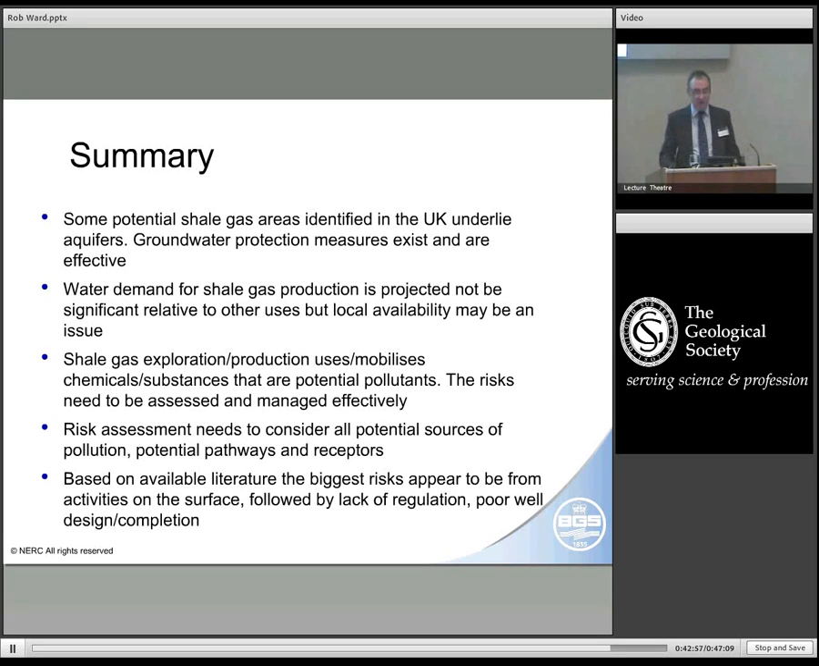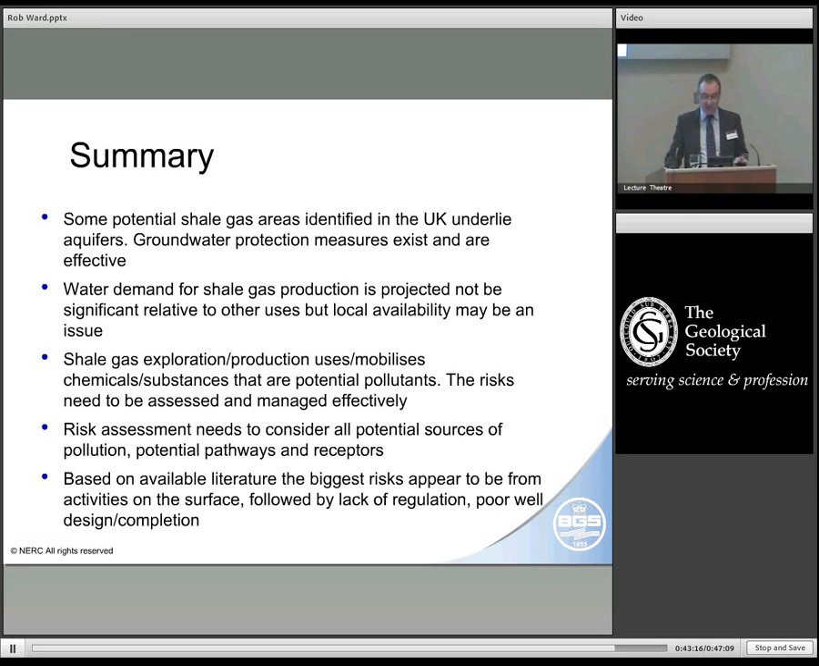Water demand, as I've shown, for shale gas production, if we project that forward, is not a significant issue relative to other uses nationally, but there may be local availability issues, and that needs to be taken into account when looking at a developing industry, like any other industry that we'd have.